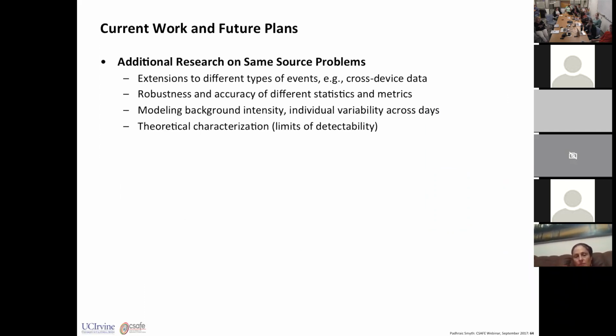All right, so wrapping up, I think I'm running slightly over time. There's a whole bunch of things we're interested in doing, extensions to different types of events. As I said, things like cross-device data, robustness of these methods to different statistics, different metrics. I think modeling the background intensity and the sensitivity to that is an important problem. Also, another thing that we've talked about but not actually looked at is individual variability across different days. There's information there we're not using.